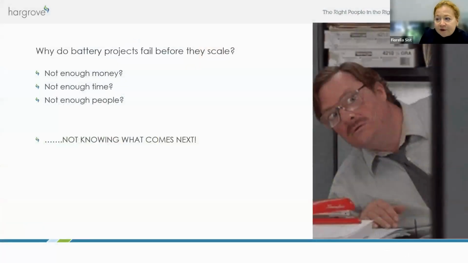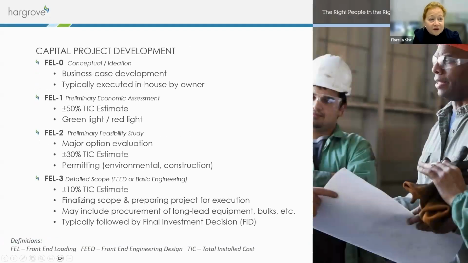So why do battery projects fail before they scale? A lot of people say, well, we didn't have enough money, or not enough time, or not enough people. Well, really, a lot of times it's not knowing what comes next. All right. So what does a project look like?